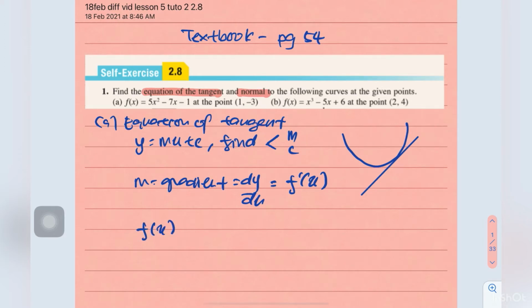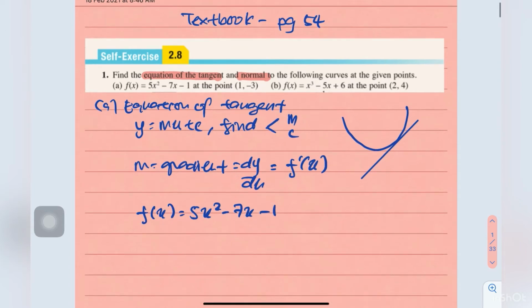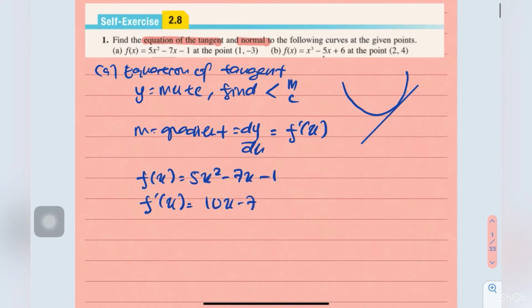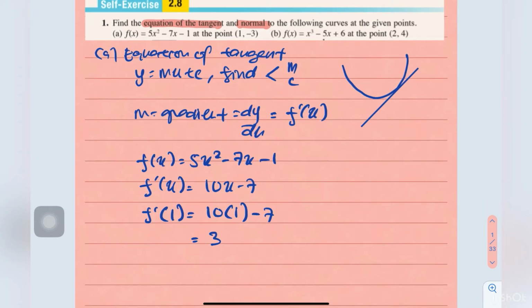We have f(x) is 5x squared minus 7x minus 1. At point (1, -3), f prime x is 10x minus 7. We substitute x is 1, so 10 times 1 minus 7 is 3. Now we already have the gradient, and we have to find c.